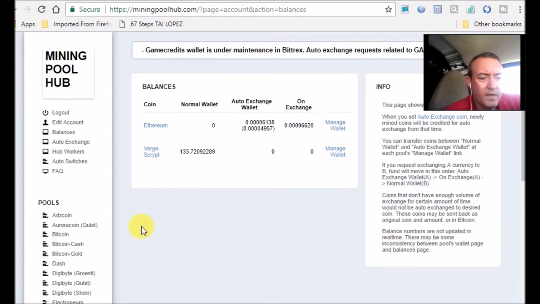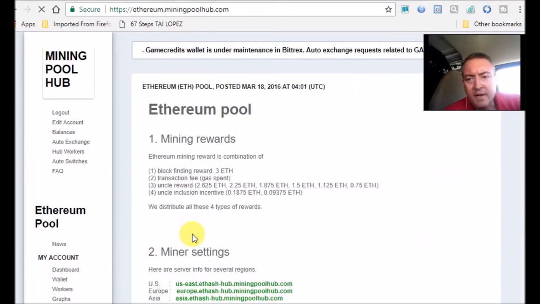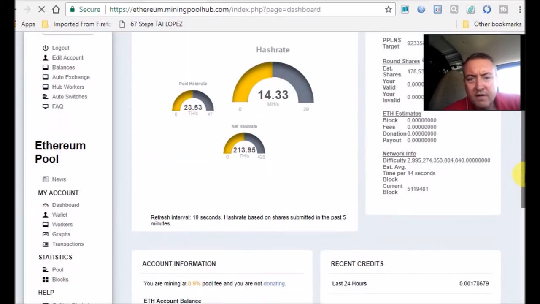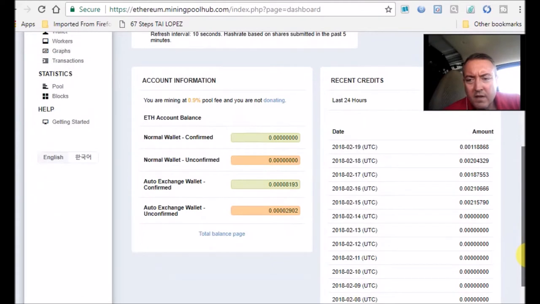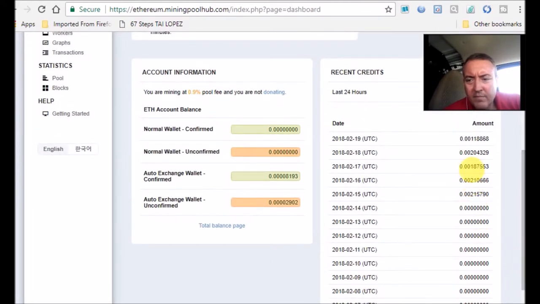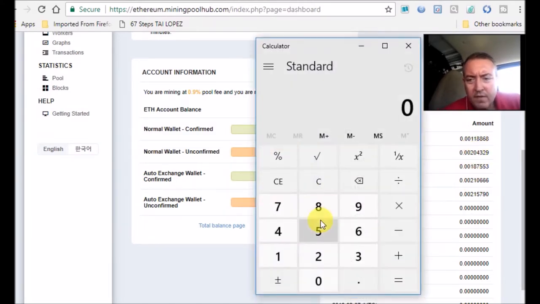Here we are at Mining Pool Hub. Let's click on I mine Ethereum right now, and I convert it into Verge. So let's go over to here. As you can see, here are my four, actually day five right now, payouts. So let's take an average of those days real quick.